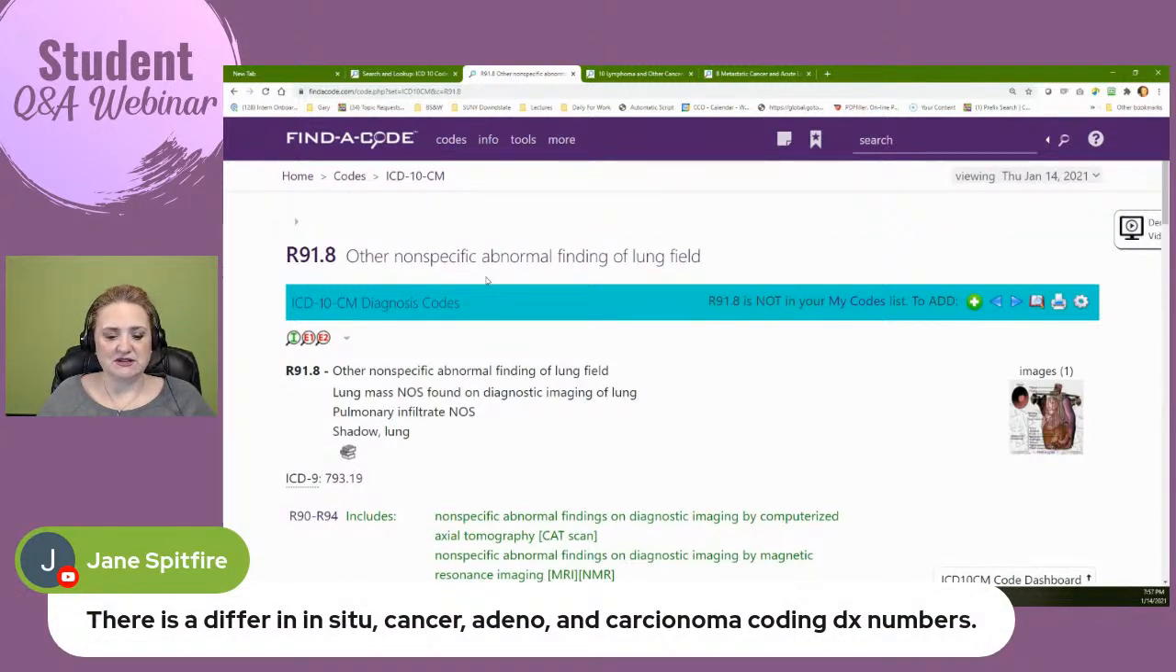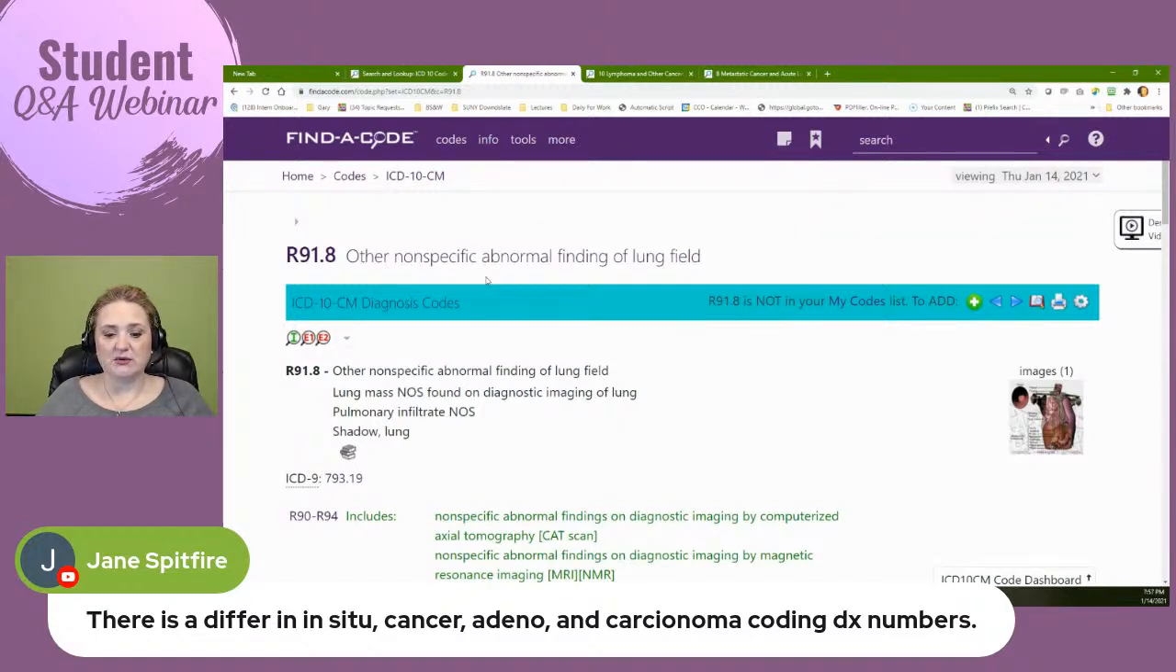There's a difference in situ cancer and adenoma, carcinoma coding diagnosis numbers. Yes, there is. Cancer in situ is a very specific type of cancer. It's encapsulated and it doesn't usually spread. Can it irritate and cause other types of cancers? Yes, it can, but it doesn't usually metastasize. And that's why it has its own column and own codes in the neoplasm table.